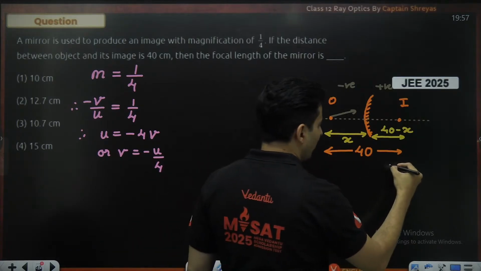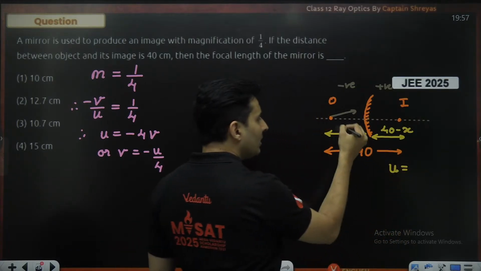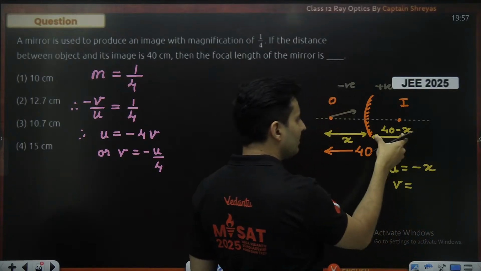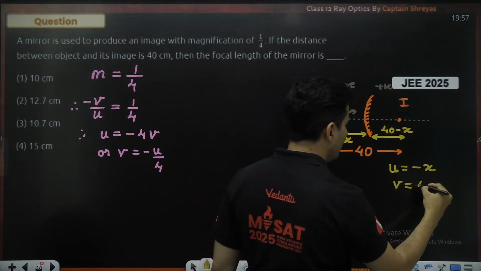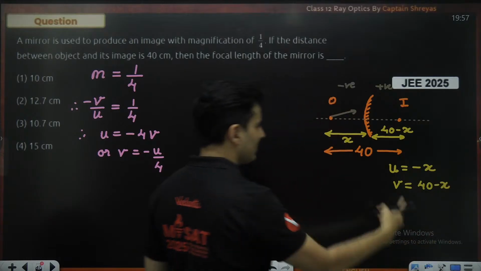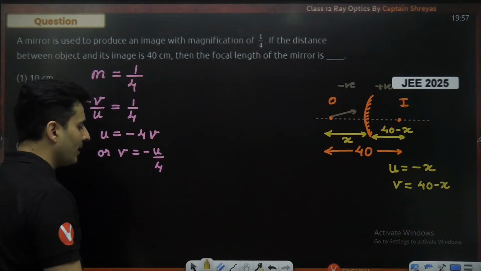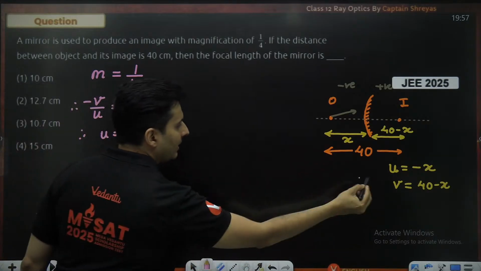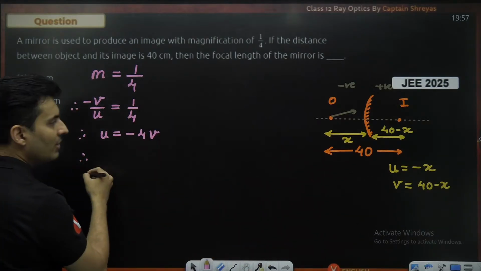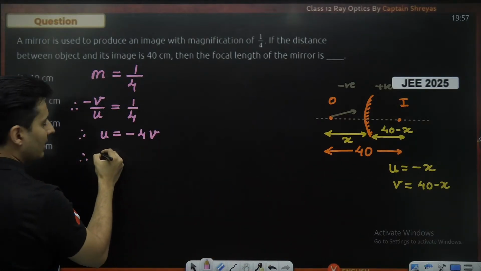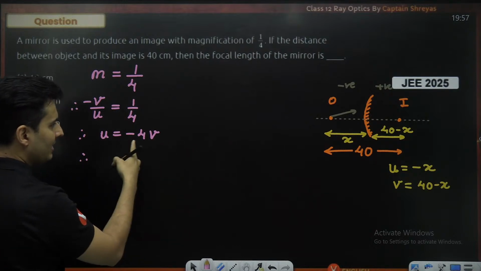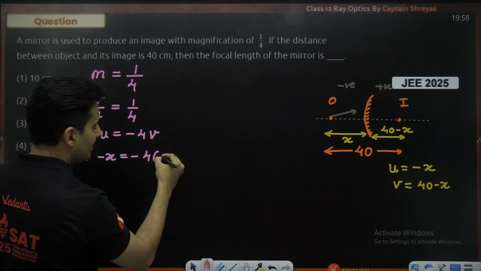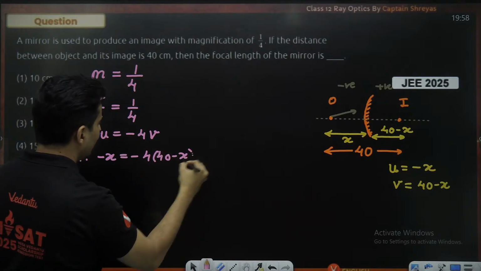So if you ask me what is the object distance, it will not be x, it will be minus x. And if you ask me image distance, it will be positive, it is on the positive side. So it will be 40 minus x. So maybe I should use that over here as well. So for example, I can say image distance v is nothing but 40 minus x, and u is minus x.